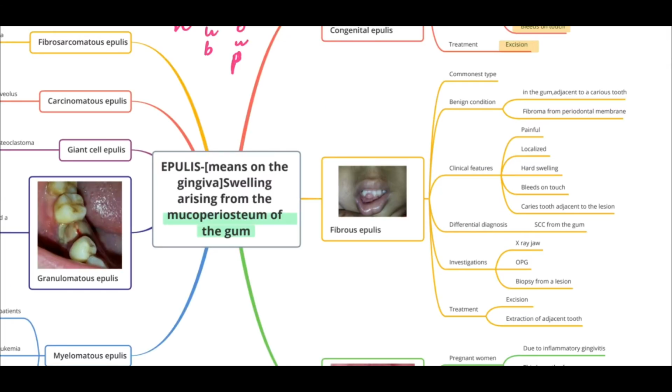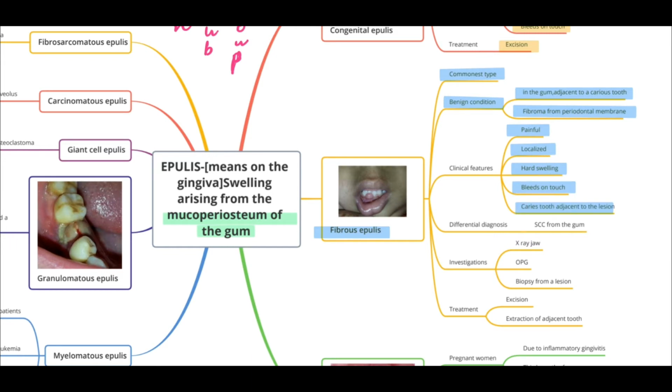Coming to the next type, which is fibrous epulis. Fibrous epulis is the commonest form of epulis that you see. Again, it is a benign condition which is arising in the gum adjacent to a carious tooth. It is basically a fibroma from the periodontal membrane. Now, clinical features: it is painful, it is localized, it's a hard swelling, it bleeds on touch, and there is a carious tooth which is adjacent to the lesion.